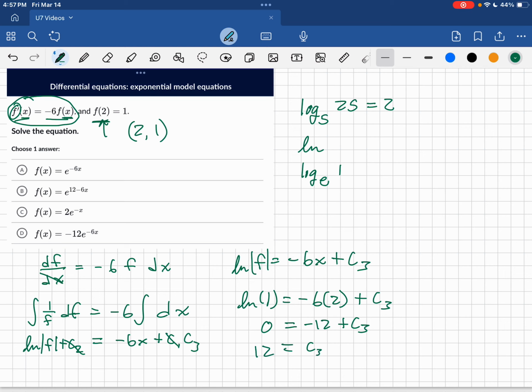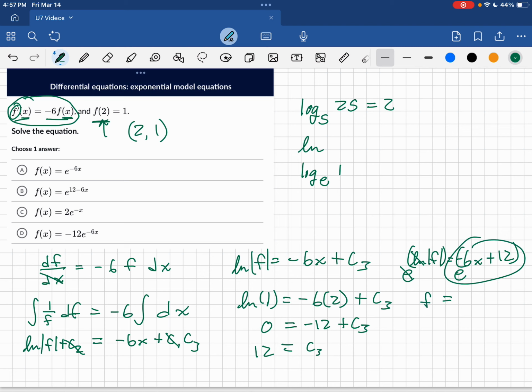Oh my goodness. Okay, almost finished. Let's go. The natural log of f equals negative 6x, and then we have our 12, no longer a c. And our answer is getting f alone. So let's get f alone. We're going to raise both sides to the base e. So now these are exponents. These are inverses, and so they go away. So I'm left with f.